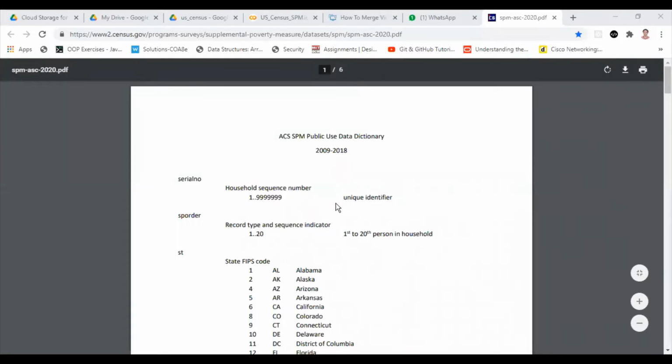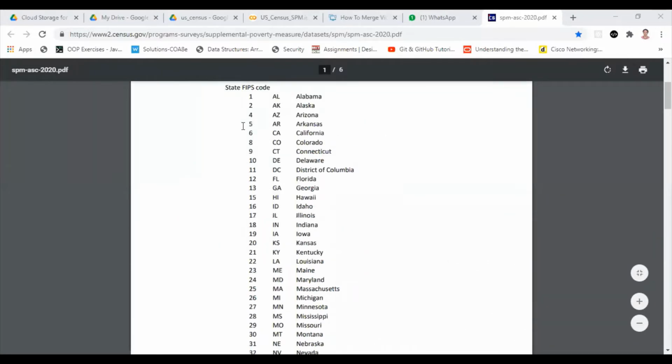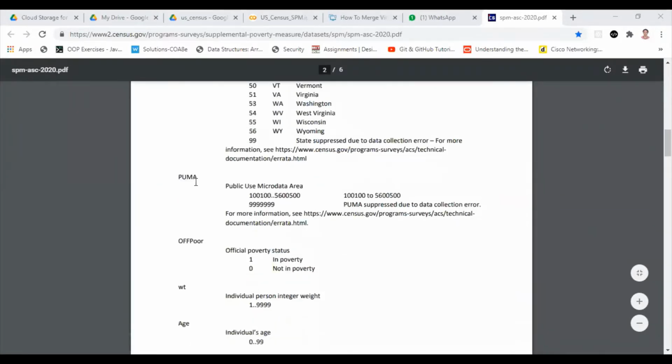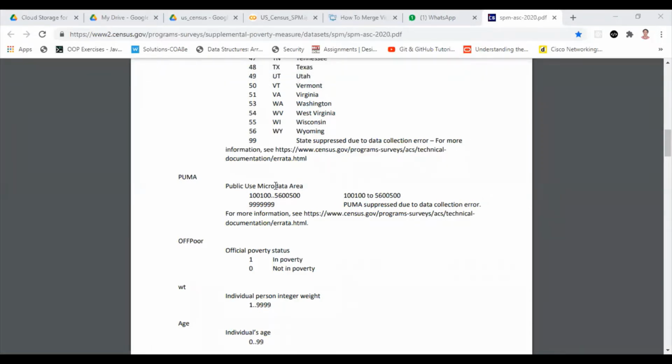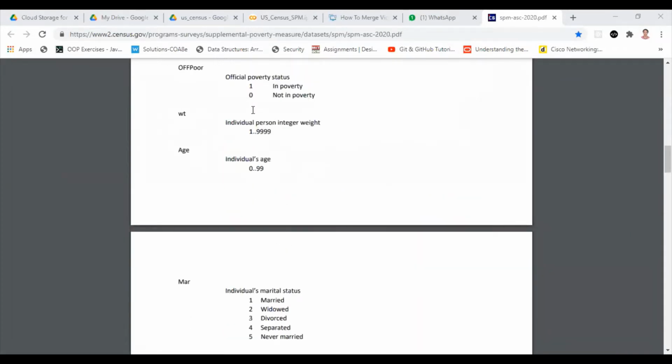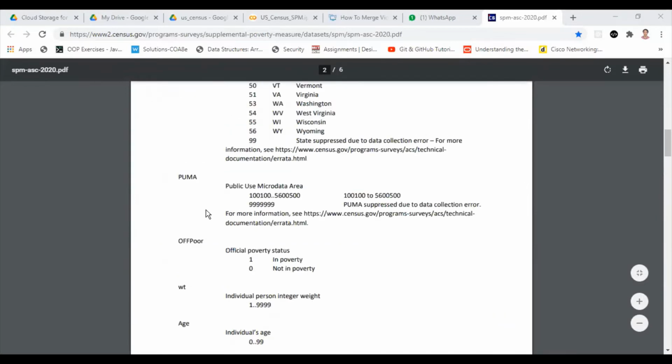The following are some of the attributes in this dataset. First are serial number, which is the household sequence number, and then the SP order, which is the rank of the individual in the household unit, and then ST, which is state code, and PUMA, which is public use microdata area, which is the entire area divided into smaller areas for collecting information, and then official poverty status of an SPM individual.